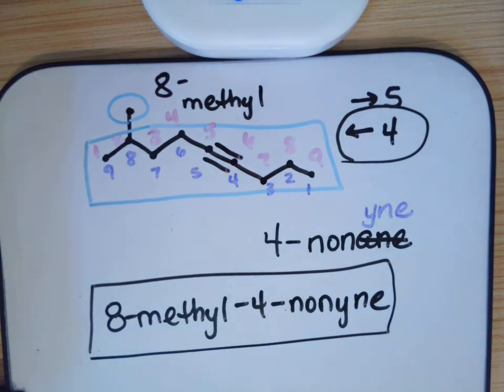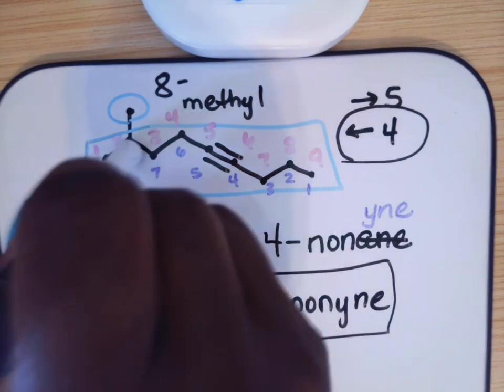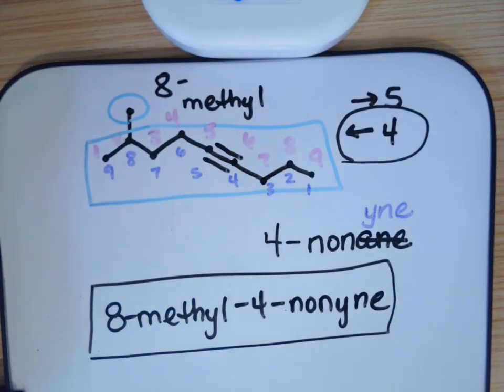So as before, after you've determined your name, you can go back and check to make sure that you have accounted for everything. We had a total of 10 carbon atoms in our molecule. So 1, 2, 3, 4, 5, 6, 7, 8, 9, 10. Your name should account for those 10 carbon atoms. Non represents 9. Meth represents 1. So we've accounted for those 10 carbon atoms. We also had a triple bond, so that should be accounted for in the name. That yne ending lets us know that we have a triple bond. So this is a good indication that you do have a correct name for this compound.